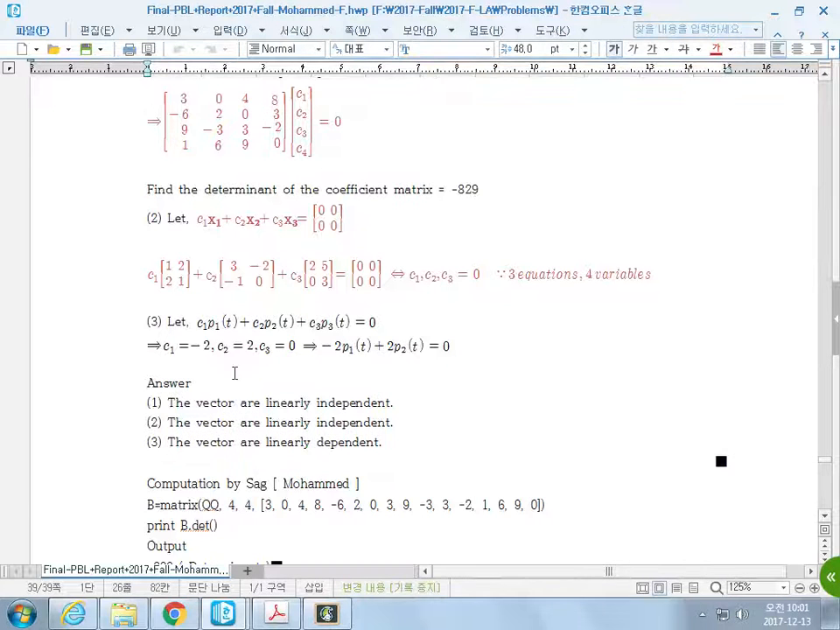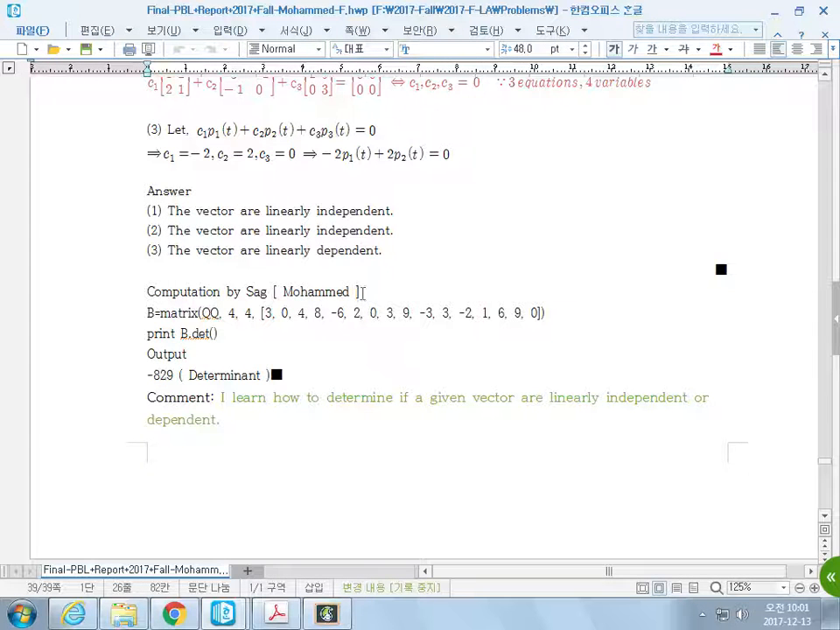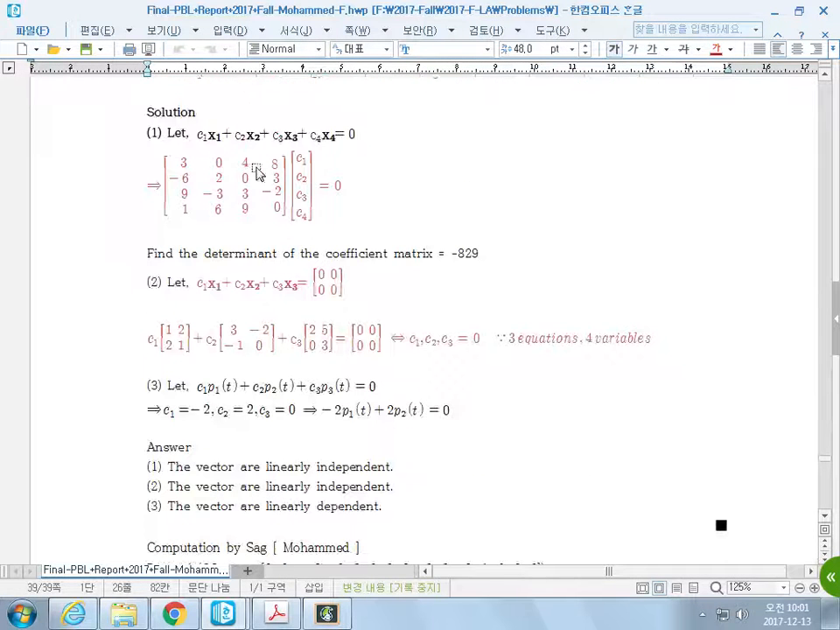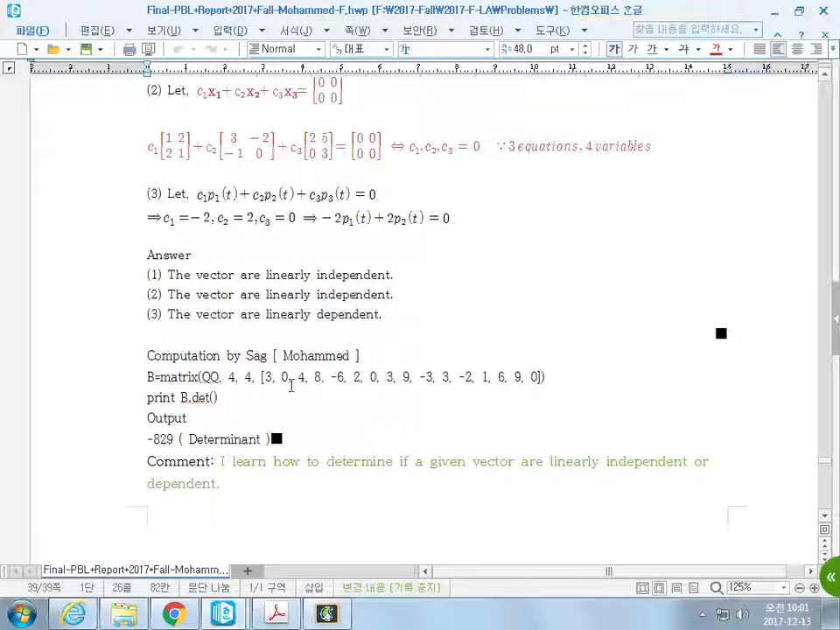And the third one, we set C1 equal to minus 2, C2 equal to 2, and C3 equal to 0. So if we assume this, minus 2b1t plus 2b2t will give us 0. So these vectors are linearly dependent. And also in the case of the first problem, the determinant, we checked it also by SAGE, it was minus 820.